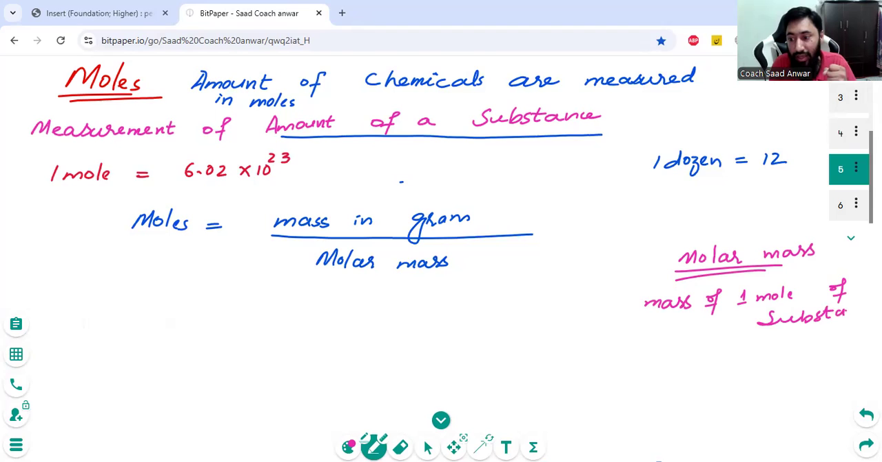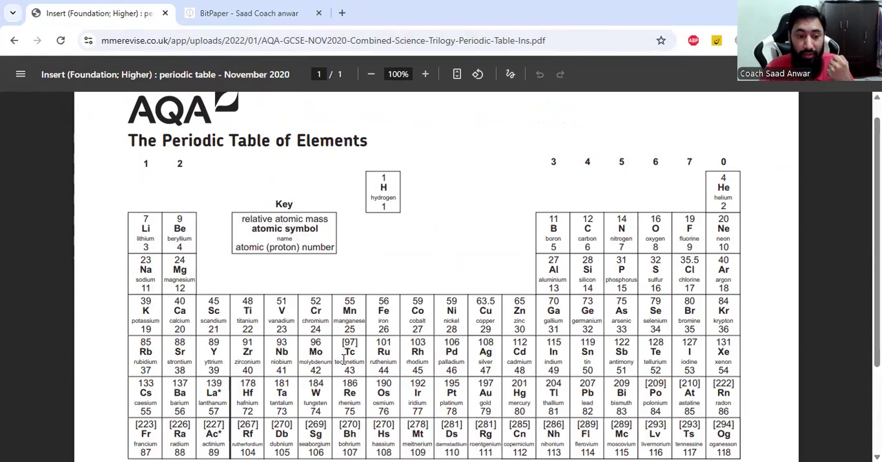To measure molar mass, we need the periodic table and we need the formula. Let's see how we can measure molar mass. You guys can see my whiteboard here, the periodic table here. This is a GCSE periodic table. Different elements are mentioned, with their atomic numbers and atomic masses. So we have to choose the mass number. Remember, the bigger one is always the mass number.